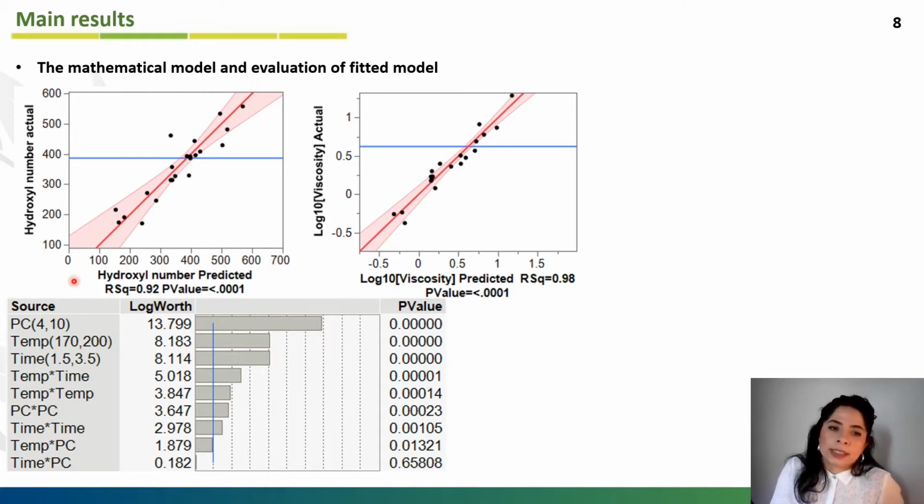Also, you have here the Pareto chart. The Pareto chart indicates which effects are statistically significant on the responses. And in this work, all linear terms are the most significant, followed by quadratic effects. Especially PC amount, which is the most significant on the model, on the responses.